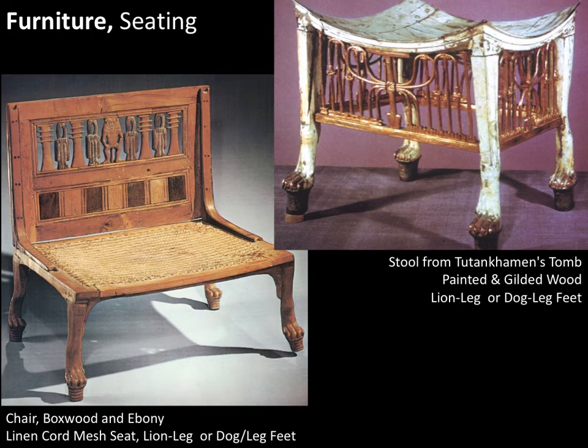On the left, we have a chair here made out of boxwood and ebony. And the seat was actually woven cord. So it's a little bit comfortable. But look at those feet. Those are lion-legged feet. Maybe a dog, maybe a lion. All right? Very cool. On the right, we have a stool from King Tutankhamun's tomb. So it's both painted and gilded. Gilded means coated with gold. And again, we see that the foot of the stool mimics the shape of an animal foot.